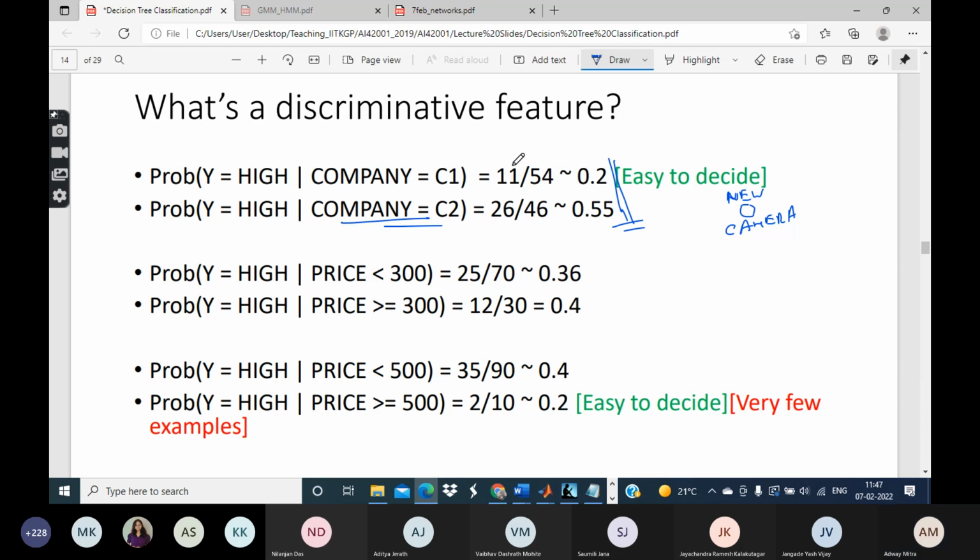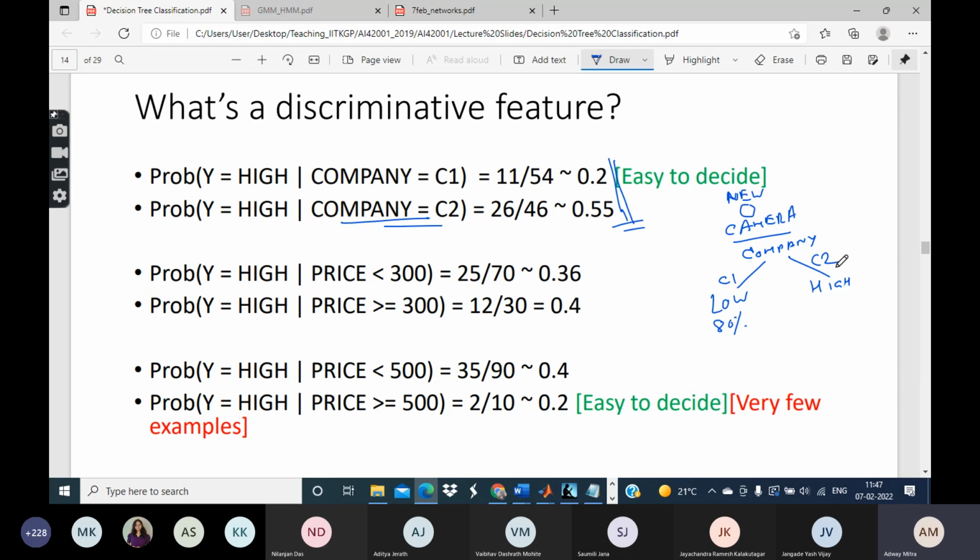So the rule which I am trying to suggest here is: get a new camera, look at its company. If the company is C1, then predict low ratings. If the company is C2, then predict high ratings. Okay. So if the company does turn out to be C1, I can predict that its rating will be low with 80% confidence.